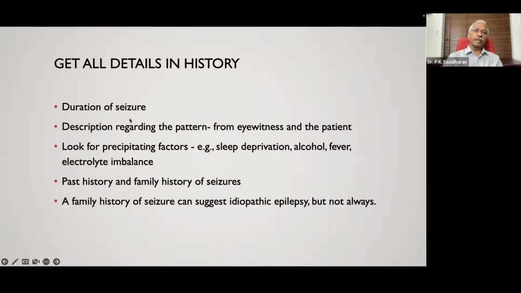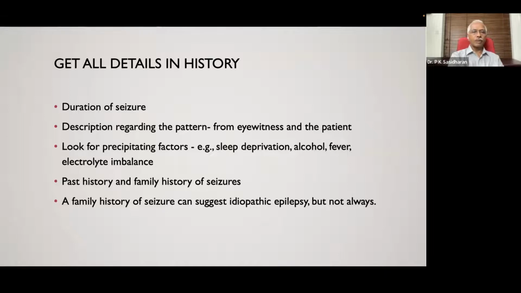And get all the details, once you're confirmed it is seizure, like duration of the seizure. Was it a long history of seizure with recurrent episodes, or is it a first seizure? And then also find out the correct description of the pattern from eyewitness and the patient. Patient can give details only up to the point of losing consciousness. Rest of it has to be from the eyewitness, not necessarily the immediate relative. The eyewitness can be anyone.